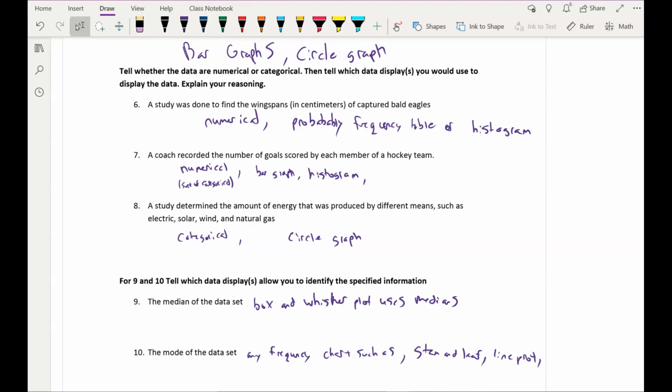Now, to tell which type of data display, there could be multiple answers for this. Just make sure you explain your reasoning somewhat thoroughly. I argued that this is numerical, since they're recording the number of goals, but you could make it categorical, sort of, if you were categorizing the players themselves, saying Tim scores this many, Jim scores that many. But it's really more numerical than anything else, which means you should probably use a histogram. I would argue maybe a bar graph would also work, because you could say Jim scored this many goals, Tim scored this many goals. So there's a couple of ways you can go with that one.